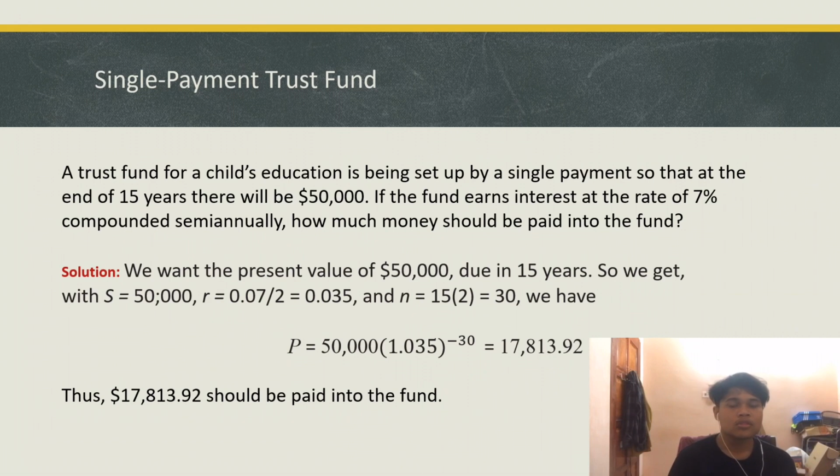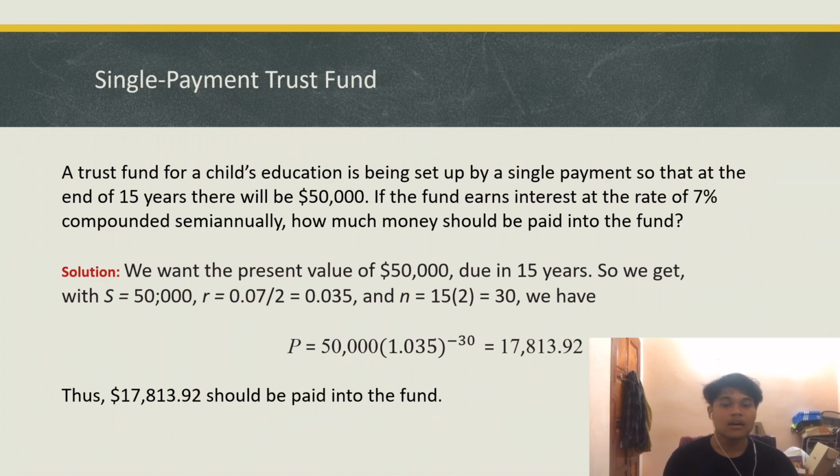So the solution is, as usual, we're going to use the formula given, which is S equals (1 plus i) to the power of negative n. So we want the present value of the 50,000 due in 50 years. So we get 50,000, with i equal to 0.035 divided by 2, and n is 15 times 2, so we get 30.